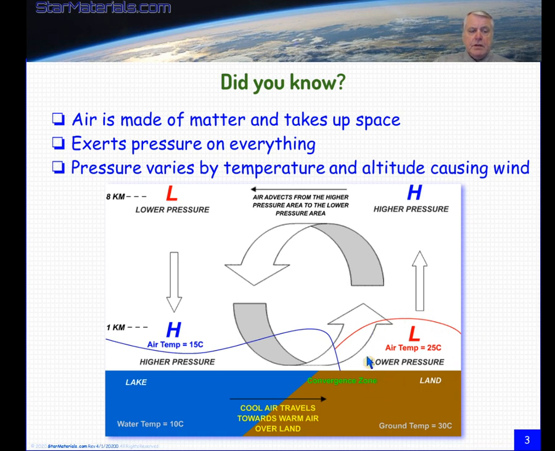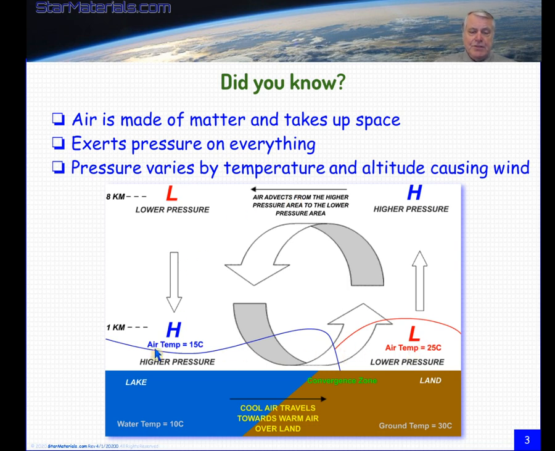If you have low pressure here and high pressure up here, you got a lot of air molecules stacked up here, and they want to go to a lower pressure. So you always go from high pressure to low pressure. And then the balancing of this out is called wind.